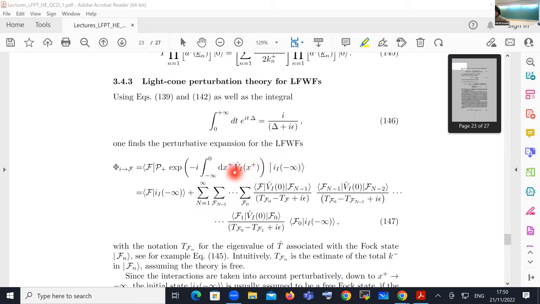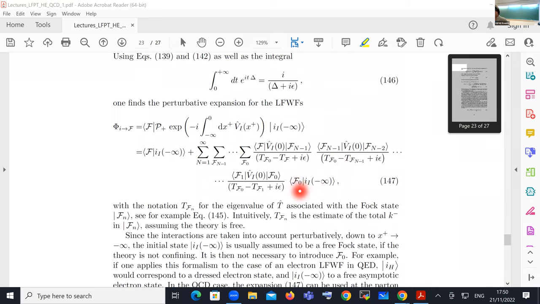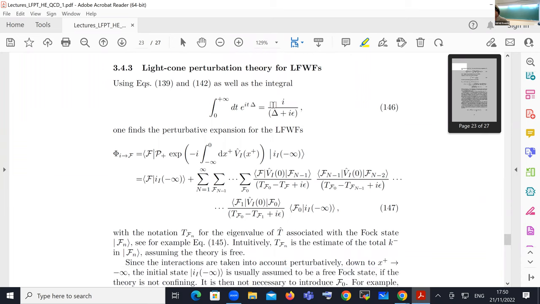Between each interaction, there is such a denominator, where we have the difference between the kind of thing you calculated from the very start, in the infinite past, this T0, and the sum that you calculate for this intermediate Fock state you are looking at. And there is as well one for the final Fock state you are considering here.